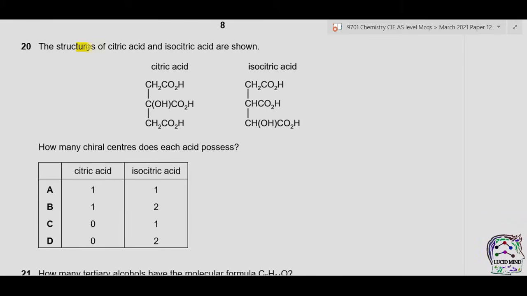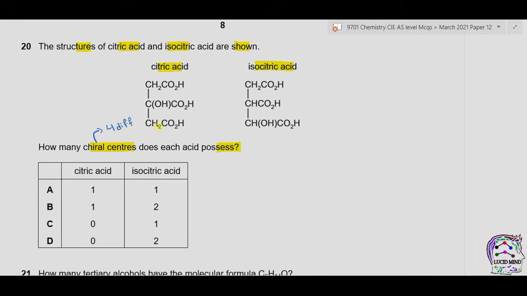Question 20. The structures of citric acid and isocitric acid are shown. This is citric acid and this is isocitric acid. How many chiral centers does each acid possess? Now chiral carbon is that carbon which is connected to 4 different elements or groups.